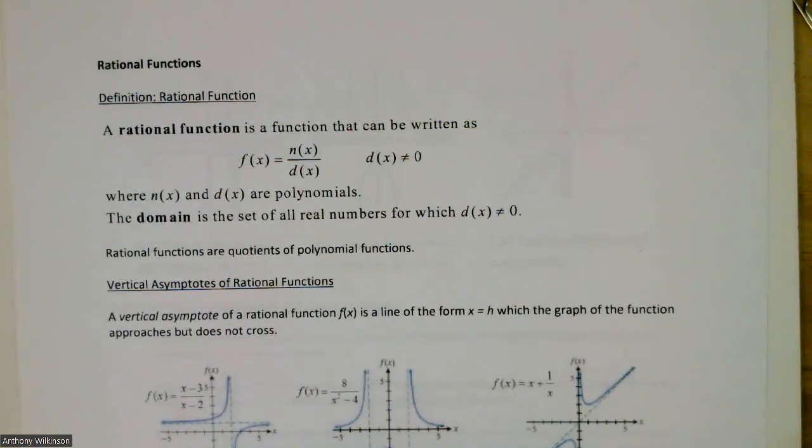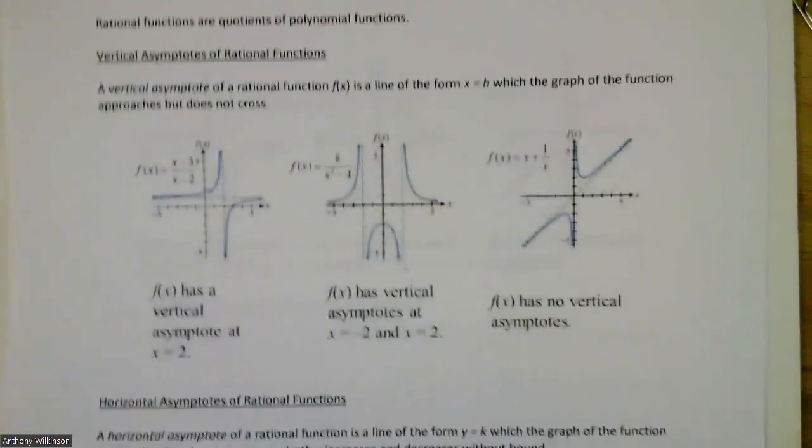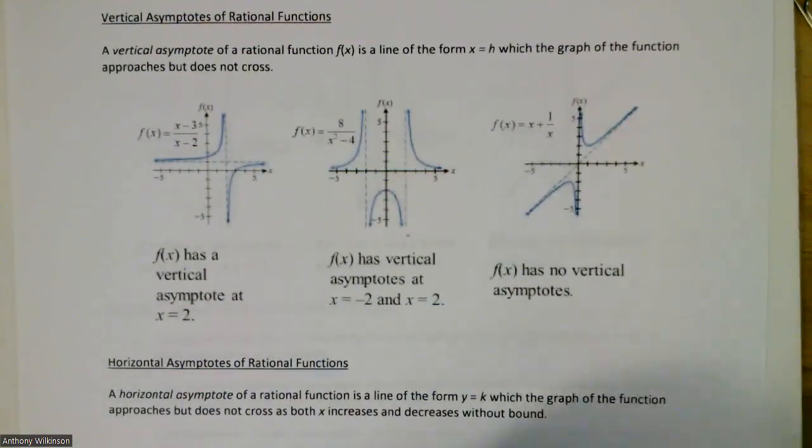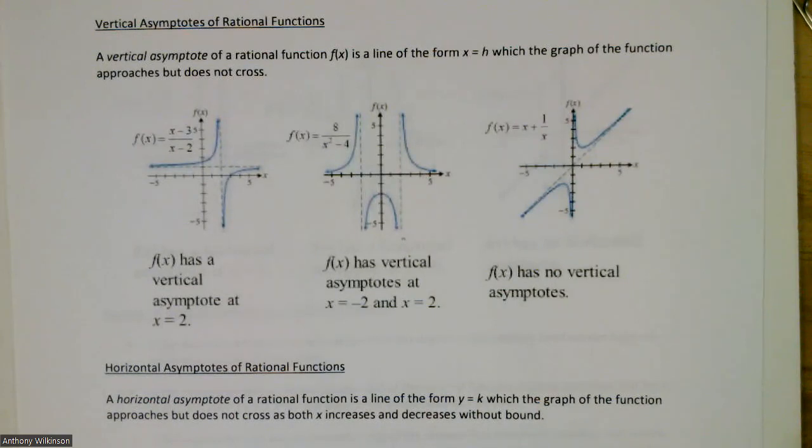All right. Now, in rational functions, you may have something called vertical asymptotes. That's what we'll look at here. A vertical asymptote of a rational function called f of x is a line of the form x is equal to b, which the graph of the function approaches but does not cross.